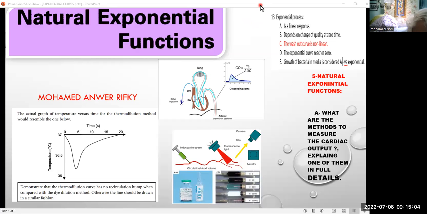Bismillahirrahmanirrahim. Today we will discuss natural exponential functions. The first slide gives a hint about what we will be discussing.